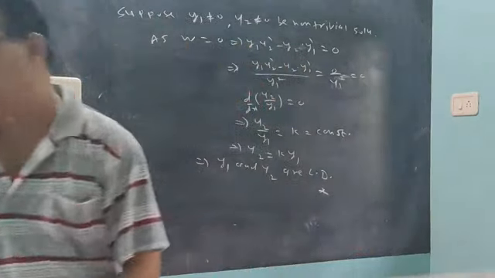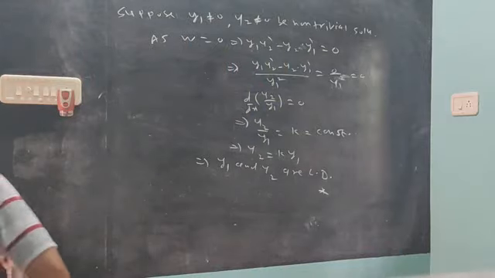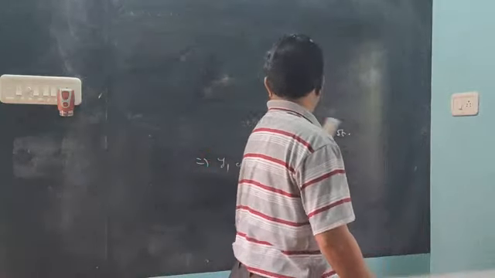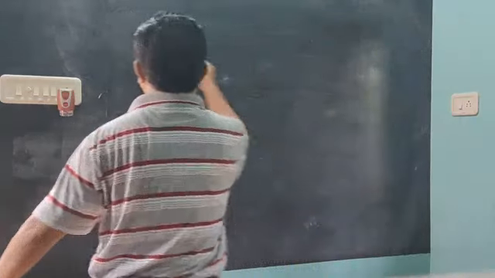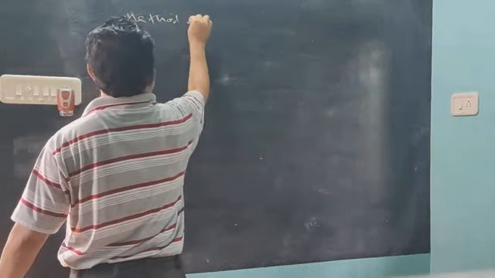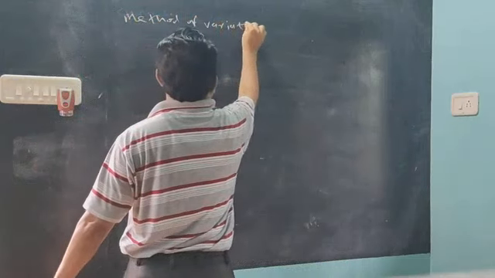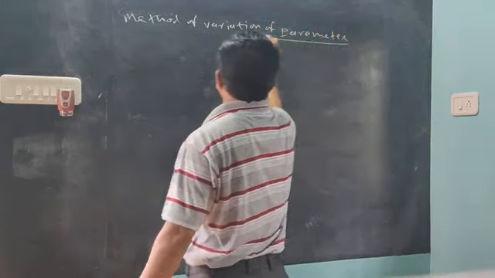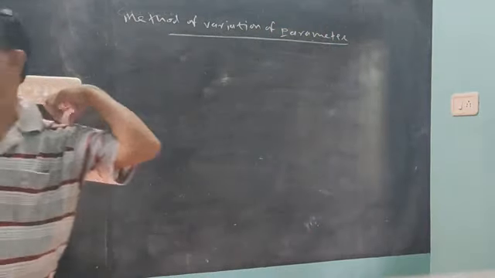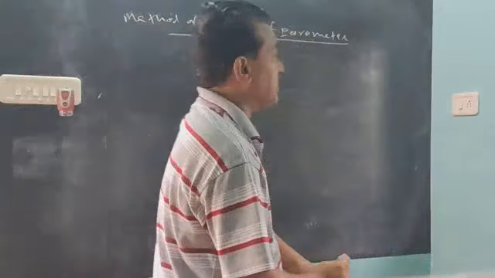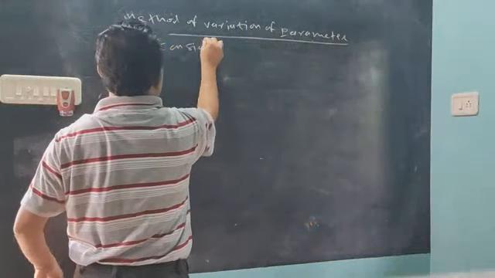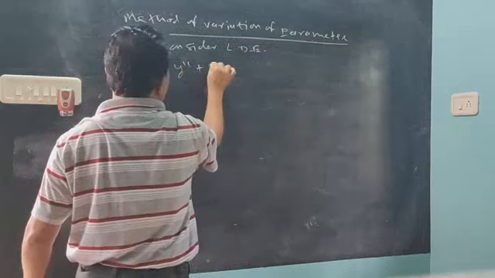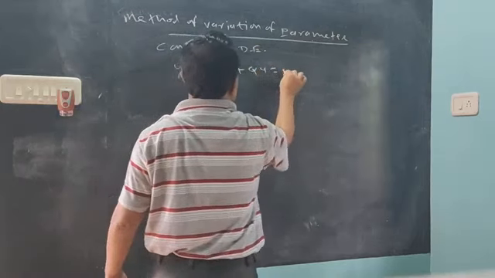Now, next topic, the last topic of this chapter: the method of variation of parameters. This is a method you apply for problems. So consider a linear differential equation of second order, y double dash plus P y dash plus Q y equals R.